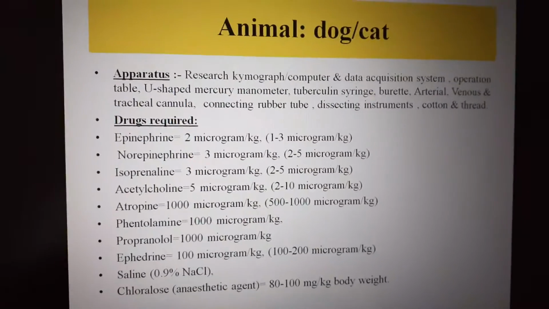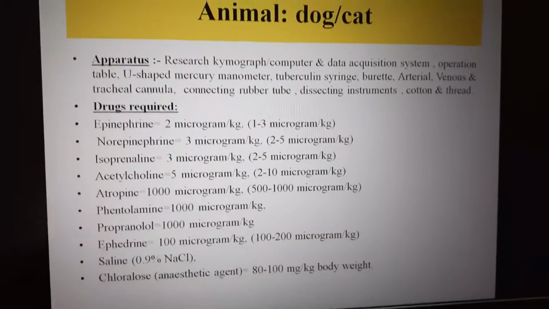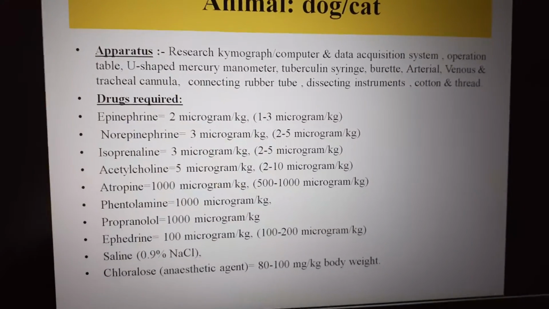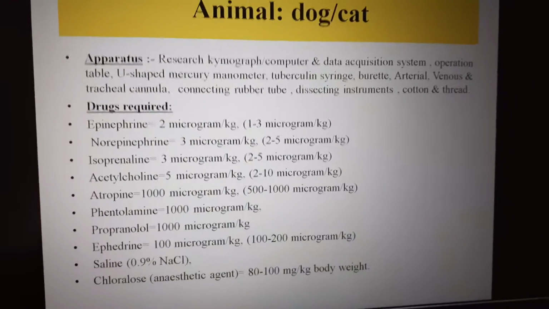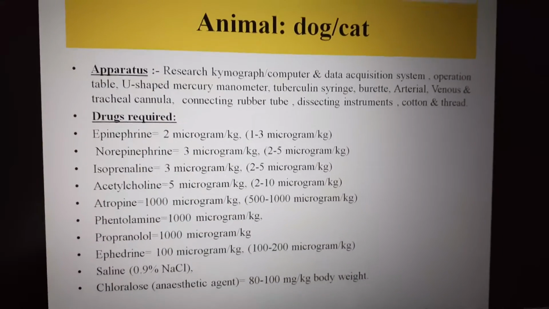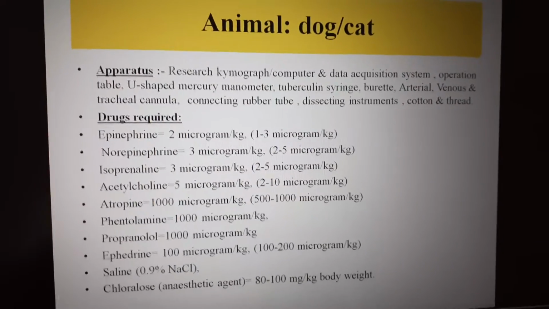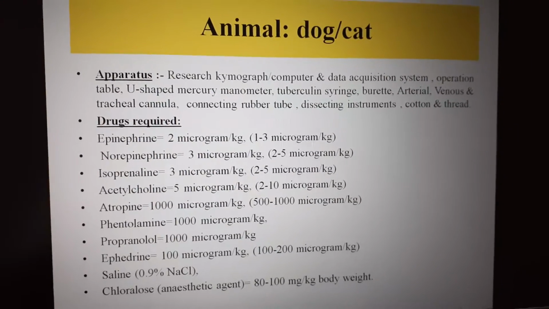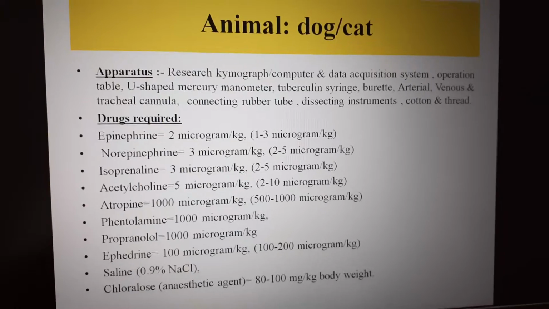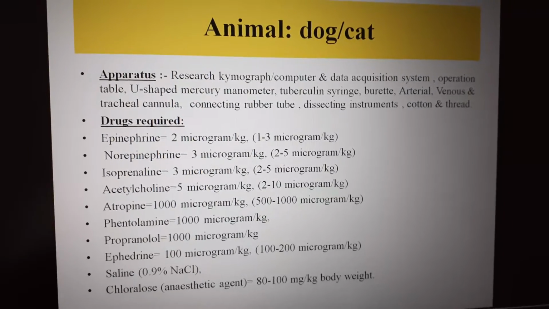The animal used in this experiment is dog or cat. Apparatus required are research chemograph or computer and data acquisition system, operation table, U-shaped mercury manometer, tuberculin syringe, burette, arterial, venous and tracheal cannula, connecting rubber tube, dissecting instruments, cotton and thread.